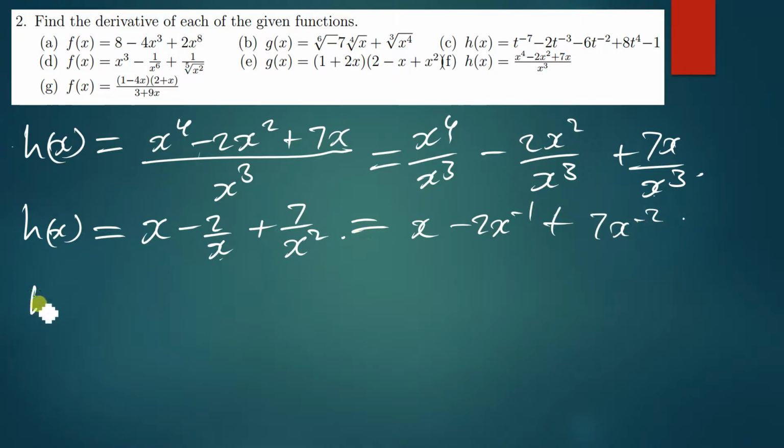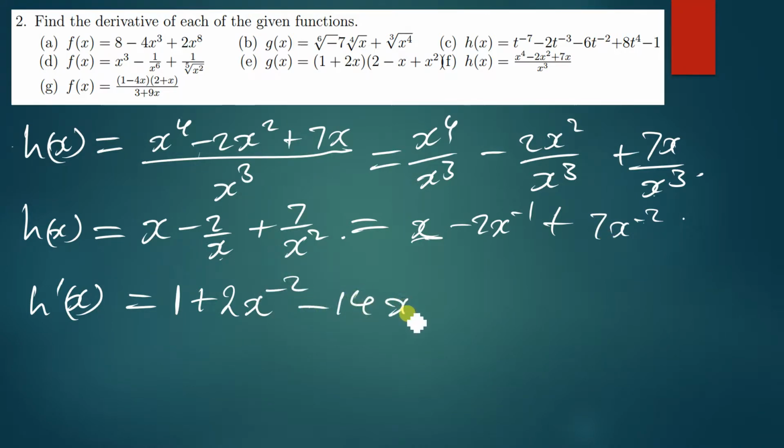So differentiating this, the derivative of x is 1. The derivative of negative 2x to the power negative 1 will give us positive 2x to the power negative 2. Then the derivative of 7x to the power negative 2 gives us negative 14x to the power negative 3. So this is the final solution.